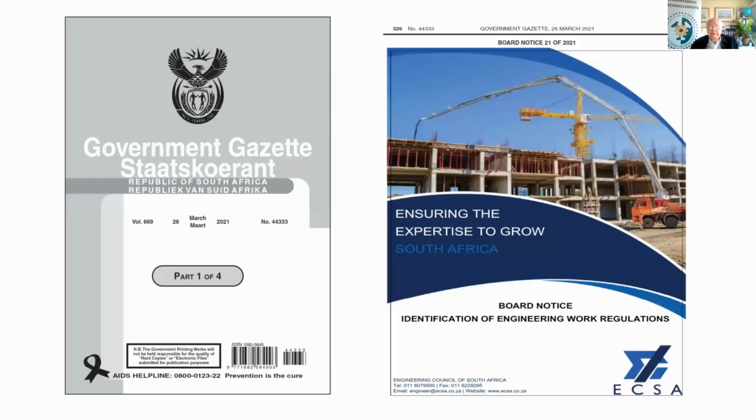Just to show you what the documents look like, the Government Gazette, that's where these regulations were published, on the left-hand side there, and the ECSA board notice 21 of 2021, which is the identification of engineering work regulations. Now there are four of these. As you can see, part one of four on the Government Gazette.